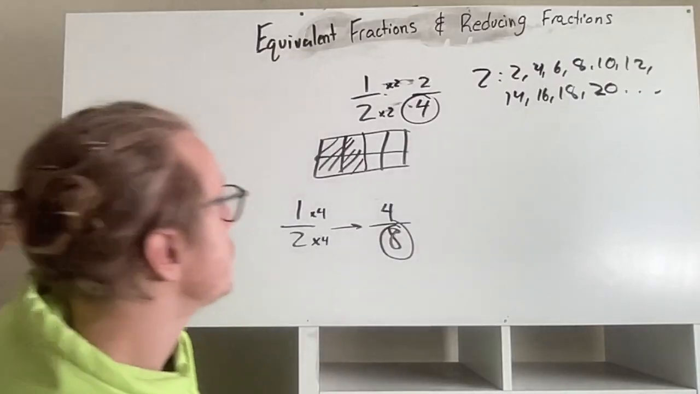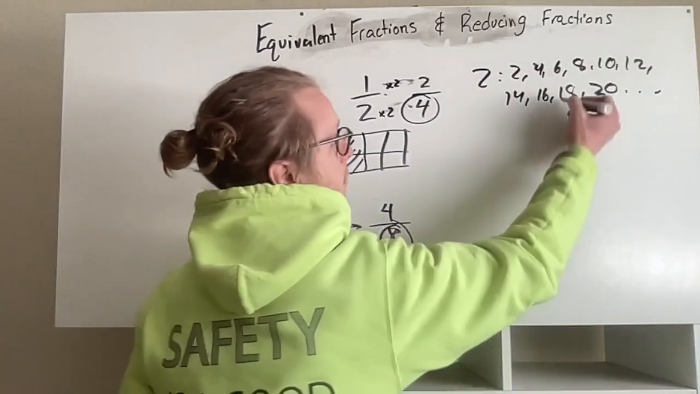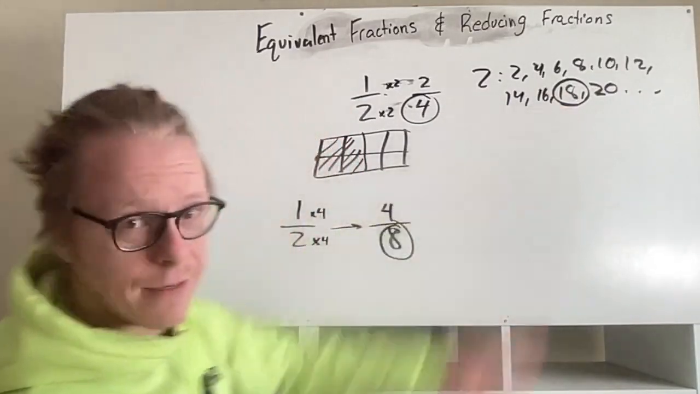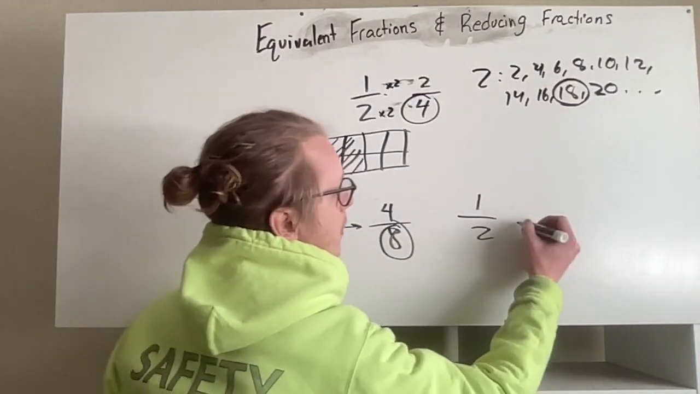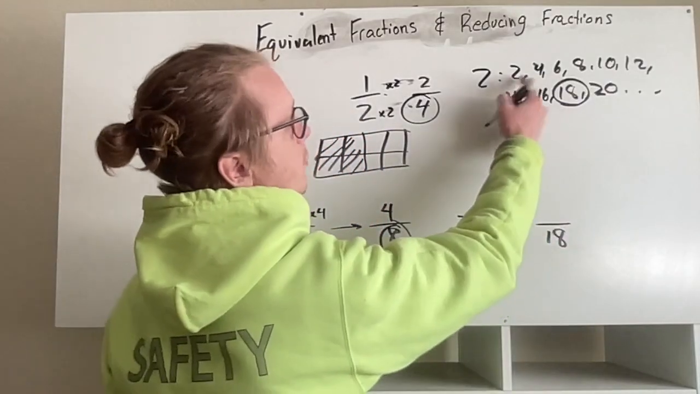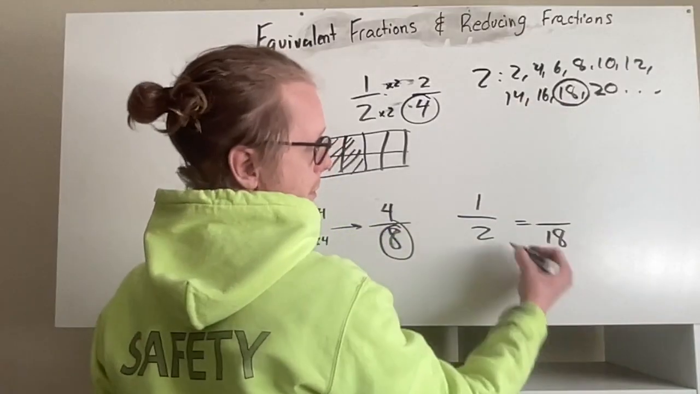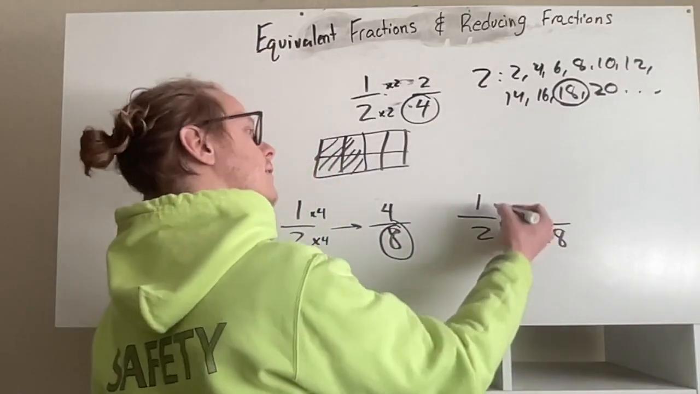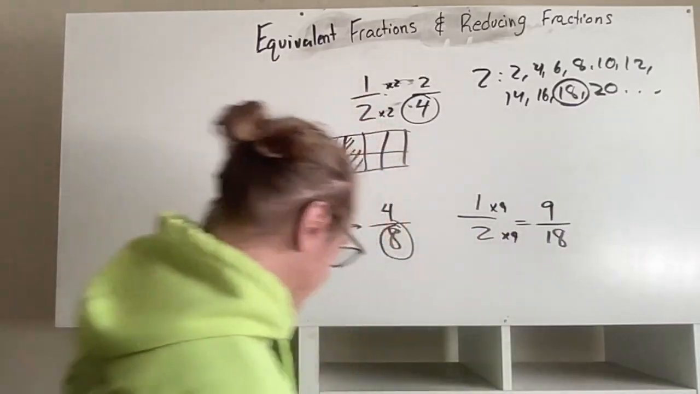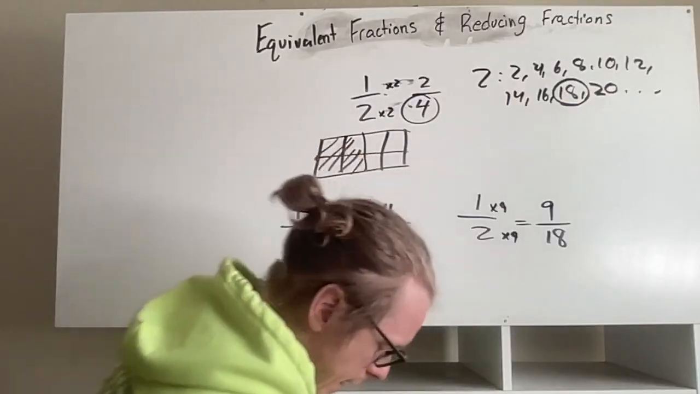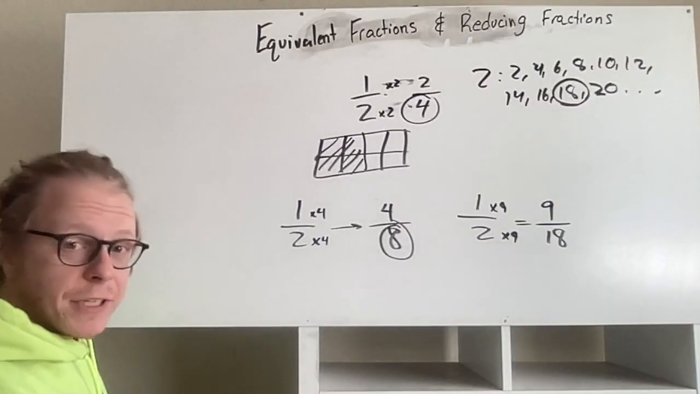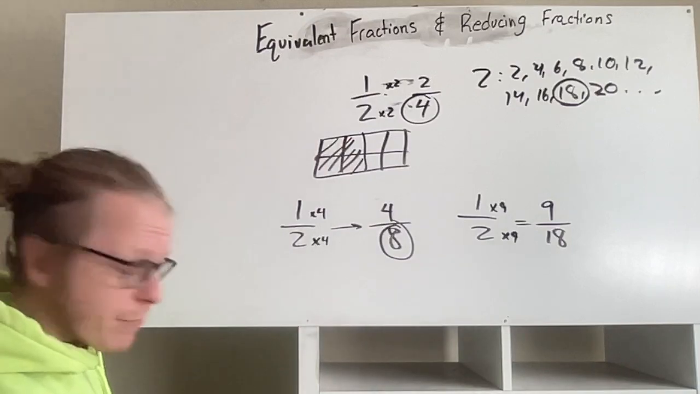If you think about our multiples of 2, and let's say I want an equivalent fraction of 1/2 that has a denominator of 18, okay? Well, what do I need to multiply 2 by to get to 18? 2 times 1, 2, 3, 4, 5, 6, 7, 8, 9, right? Times 9. So I just do the same thing to the numerator. So 1/2 is equivalent to 9/18. Okay, let's quickly try to find equivalent fractions for a different example, and then we'll move on to reducing fractions.